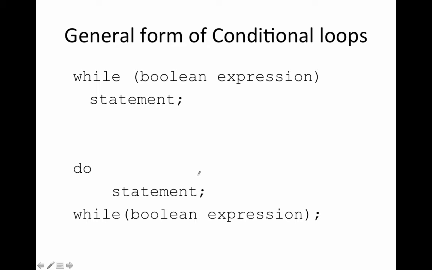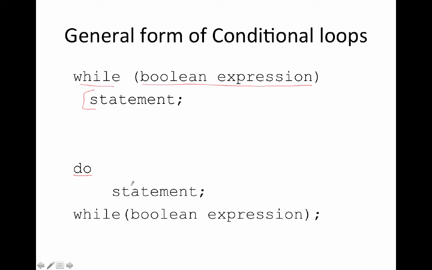Here are the general forms of the conditional loops. So first of all, the while loop has the word while, and then in parentheses a Boolean expression, something that is conceptually either true or false, so a condition. And then the action is the next statement after that, which could be a single statement or it could be a compound statement.